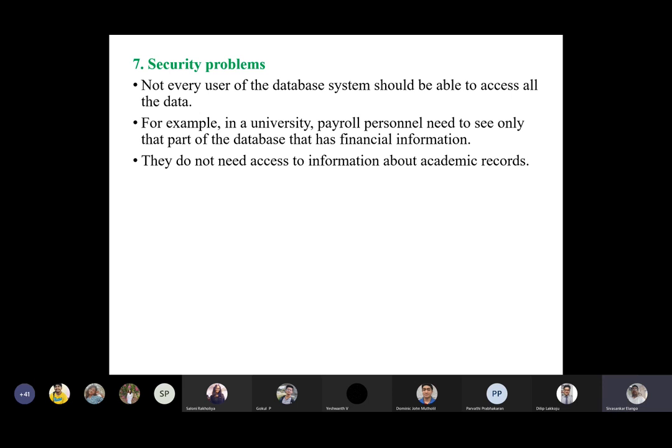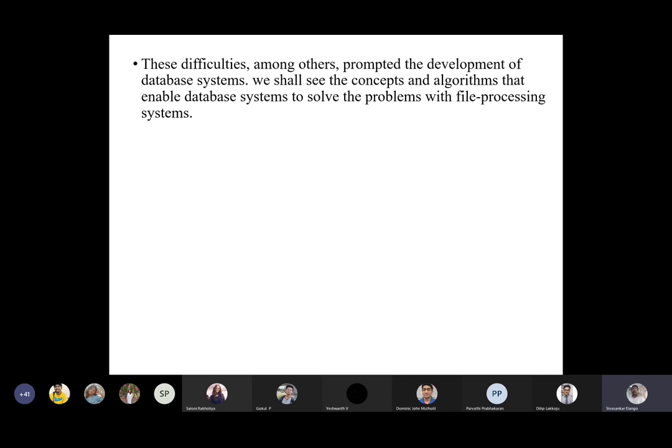So these are the difficulties in the conventional file processing system. And to solve these problems, we have gone for a database management system, right?